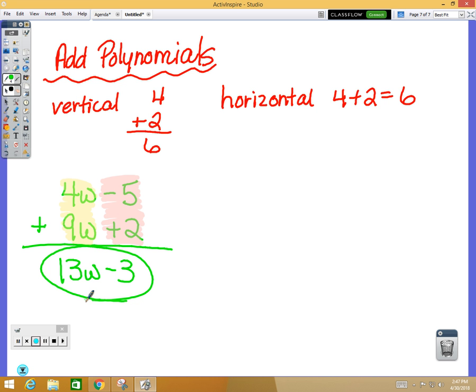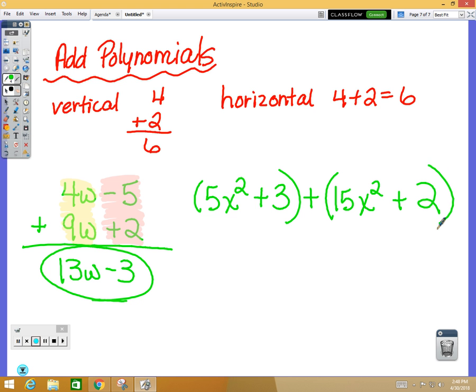Now, seeing it horizontally, so personal preference. But again, we have two binomials. In my first binomial, I have an x squared, so I'm looking for other x squareds, and I have it. So I'm going to do 5 plus 15 and get my x squared. And then I also have constants.